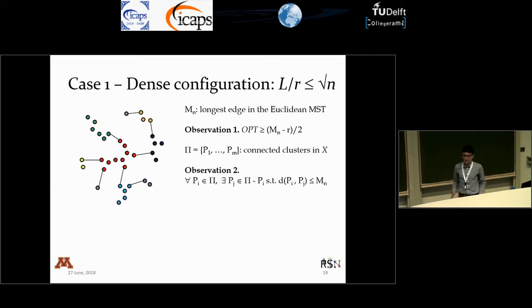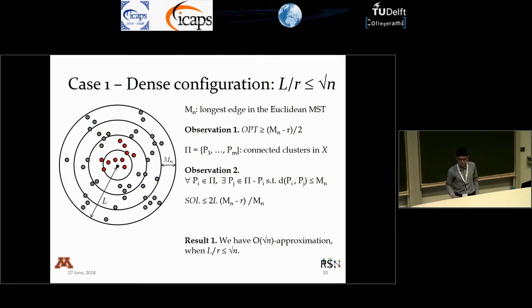We also know that if we cluster the connected components of the initial configuration, each cluster has a neighboring cluster that is at most m sub n away. And finally, by placing concentric circles on the environment, which are m sub n apart from each other, and showing that the number of rings a cluster has to travel to connect to the P star is bounded, we show the approximation for this case is root n. So for dense configurations, we have a root n factor approximation.